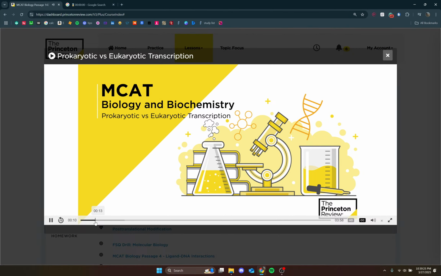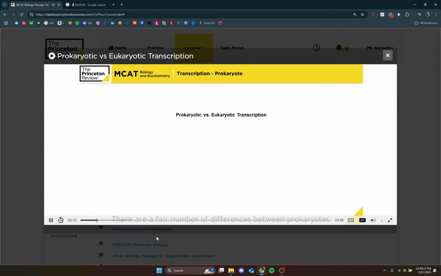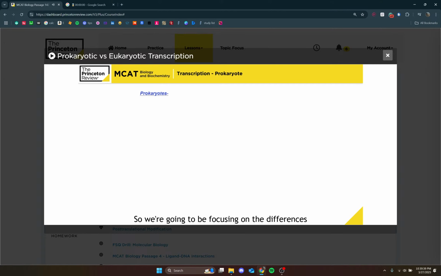We'll be discussing the differences between prokaryotic and eukaryotic transcription. There are a fair number of differences between prokaryotes and eukaryotes, and most of them are in molecular biology. They have different replication strategies, different transcription strategies, different translation issues. So we're going to be focusing on the differences between transcription and a little bit of translation stuff.